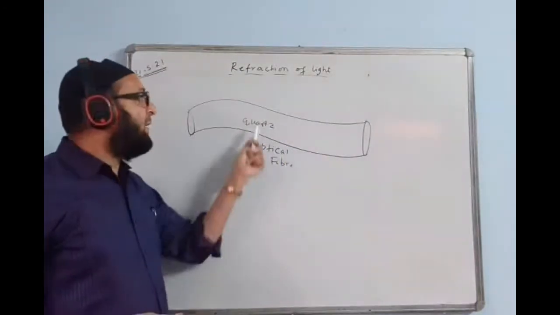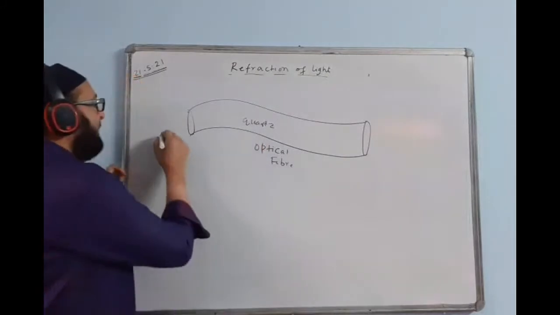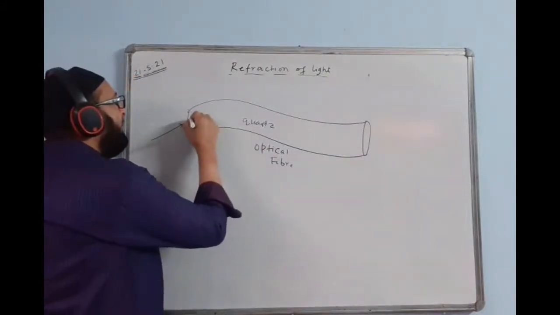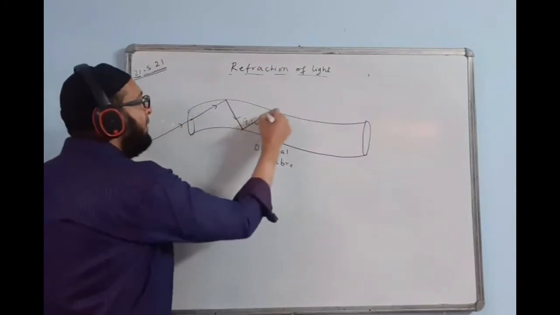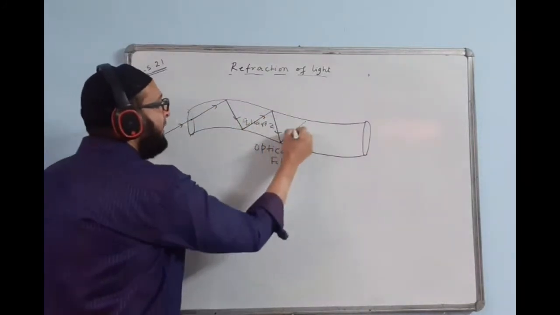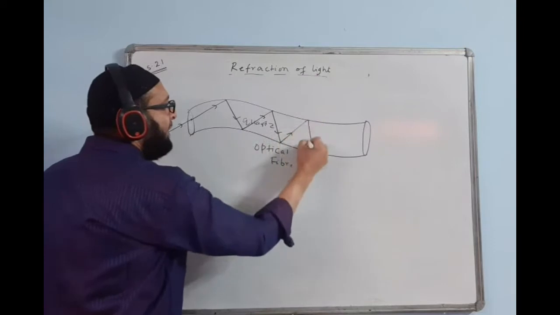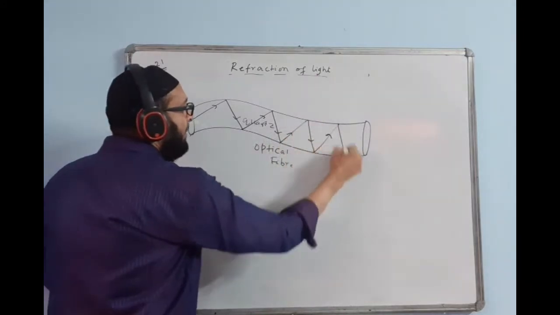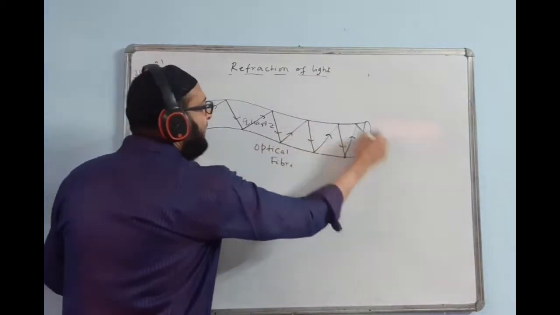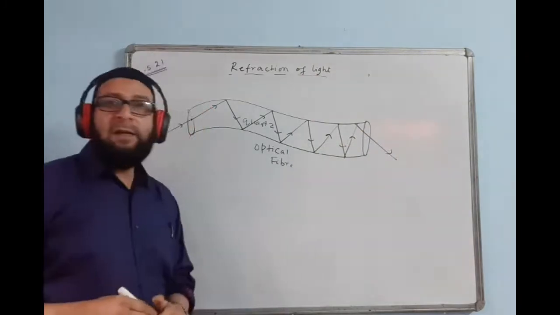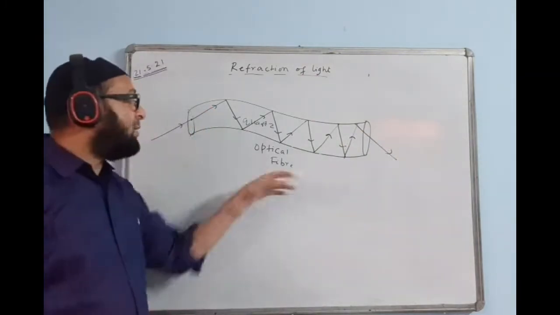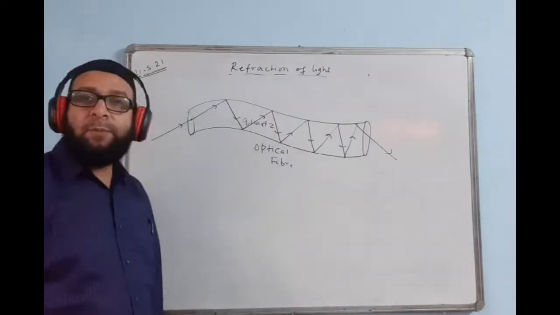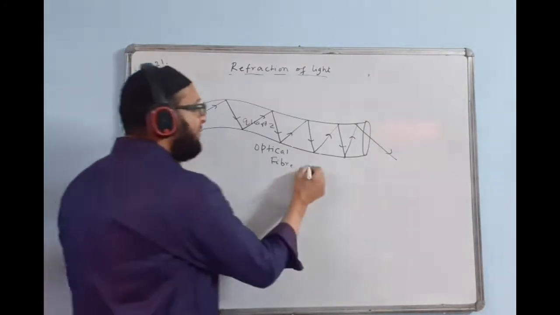It has a very high refractive index. What happens? The ray of light entering the optical fiber undergoes multiple TIR like this. Every time TIR takes place till it comes out through the other end. Such a cable is called optical fiber, or it is also known as fiber optics.